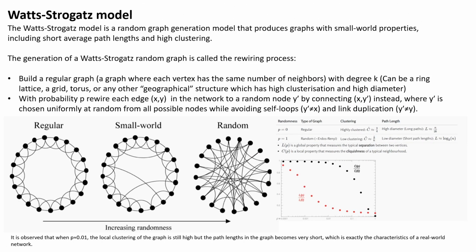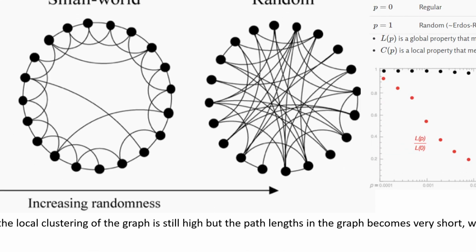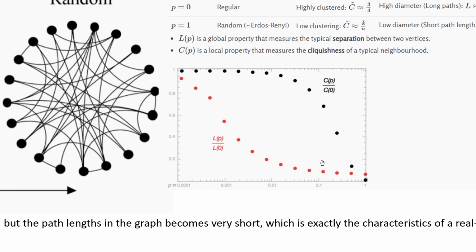neighborhood. So if you see at the point of p equal to say around 0.1, this LP is measuring your path length. The path length is relatively much shorter, which is exactly the characteristic of a real world network. But your clustering coefficient or clickishness is very high. So formation of hubs with small path lengths. That is kind of a representation of how real life networks look like.